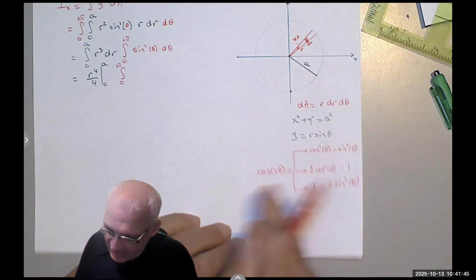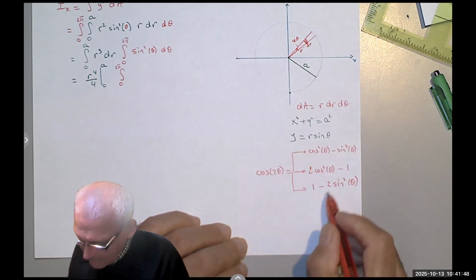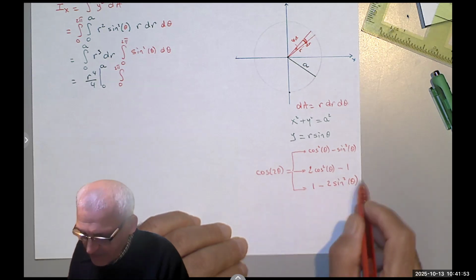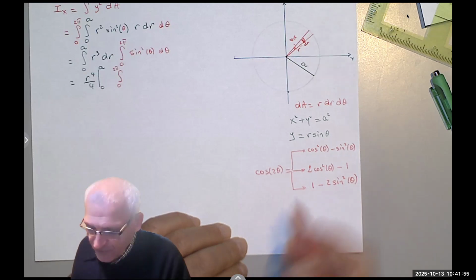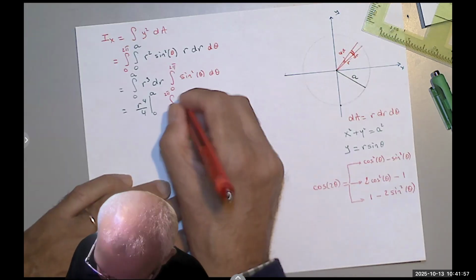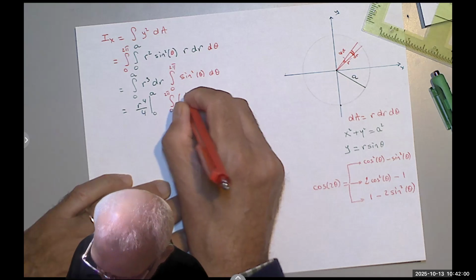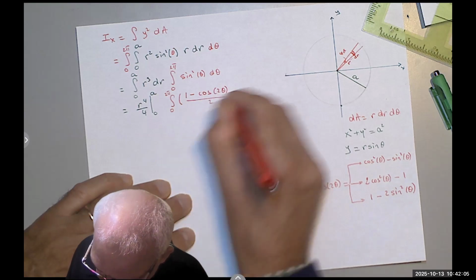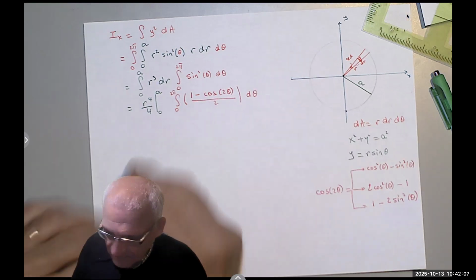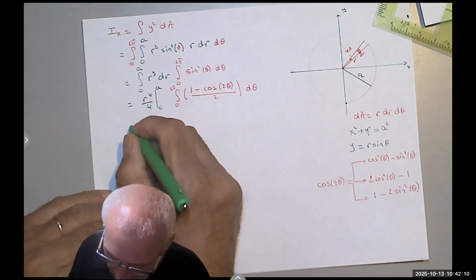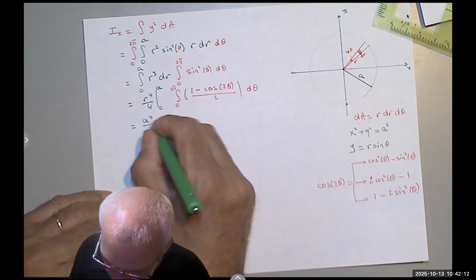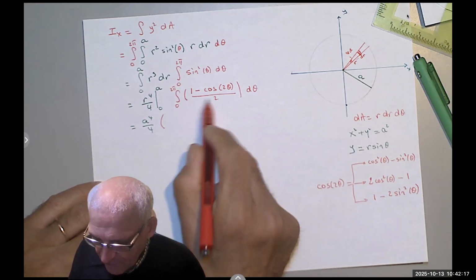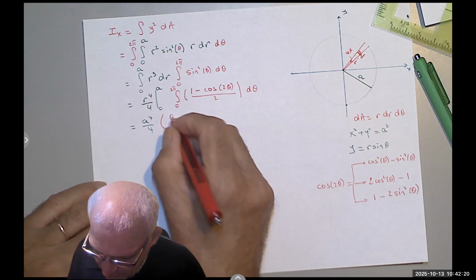If I move this to the other side and cosine to that side, you will get 2 sine square equals 1 minus cosine 2 theta. So sine square is 1 minus cosine 2 theta over 2. So that becomes the integral of 1 minus cos 2 theta over 2 d theta, which equals a to the 4 over 4 times the integral of 1/2 minus cosine 2 theta over 2 d theta.